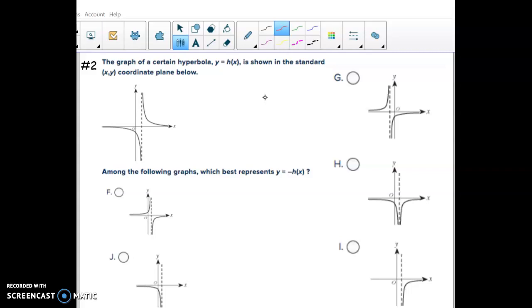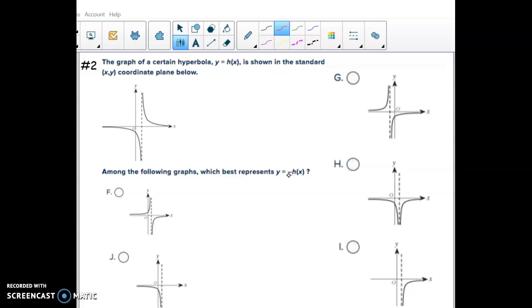All right. Question number 2. Hopefully you've had a chance to try it again already and you're just checking your work here. So this is transformation. We don't actually know what the function is. We just know that this is what the graph looks like. And this is just saying if you times the whole thing by -1, what would happen?